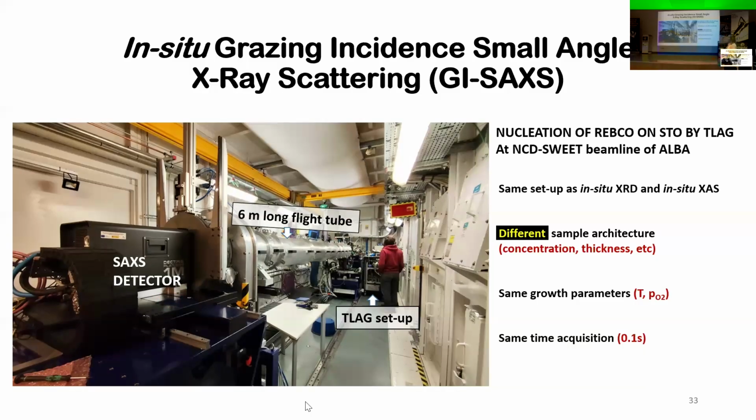So we were able to use exactly the same setup as we always use for the in-situ growth, but we had to change a bit the architecture of the sample. We needed to lower considerably the concentration and the thickness of the samples in order to get information on the nucleation process. But we use the same known growth parameters for the epitaxial growth and the same acquisition times.